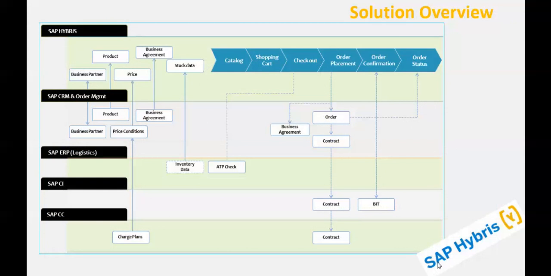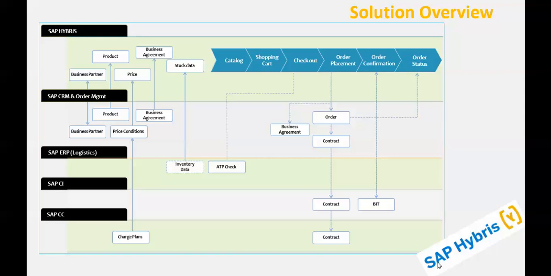Let's move to the solution overview now. At the top level or front end, you have business partners, product catalogs, shopping carts, order placements, etc. Moving down the layer, it has SAP CRM, which takes care of order management, that is creating the orders in the system and processing them. Below there is a traditional ERP, which we call ECC. It has logistics and inventory management capabilities.